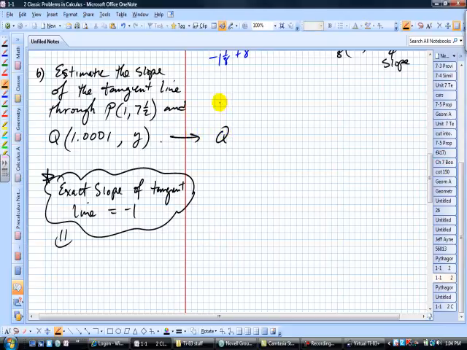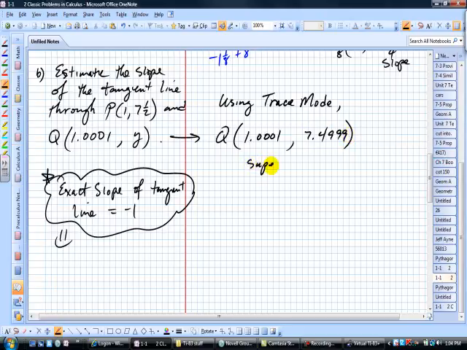So when we do this using trace mode, or you can just directly evaluate it on the calculator, I found that Q is 1.0001, 7.499. We'll add another 9 there. Okay, so now we want to find the slope of the tangent line using these 2 points, because now Q is super close to P. And that's what you want. You want to be super close. I mean, 1.0001 is very close to 1, because 1 10,000th is super small.